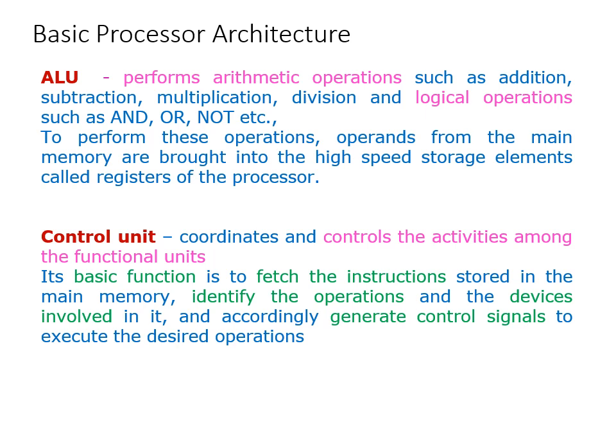Next is the control unit, and it coordinates as well as controls the activities among the functional units. Its basic function is to fetch the instructions stored in the main memory and to identify the operations and the devices involved in it, and accordingly it will generate control signals to execute the desired operations.